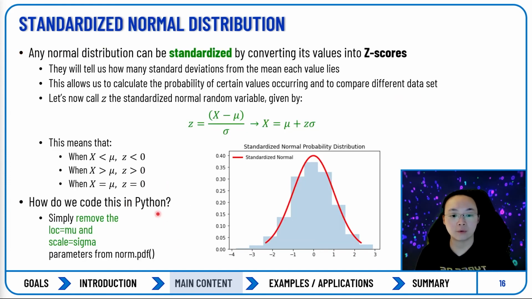So over here, how do we code this in Python? We simply remove the location equal to mu and the scale parameters from norm.pdf. By doing that, the same graph that we have had before, the histogram gets centered over here, and the probability distribution is now centered around 0. So that's what standardizing means. Once we have that, it's a lot easier to fit this model to different experiments.